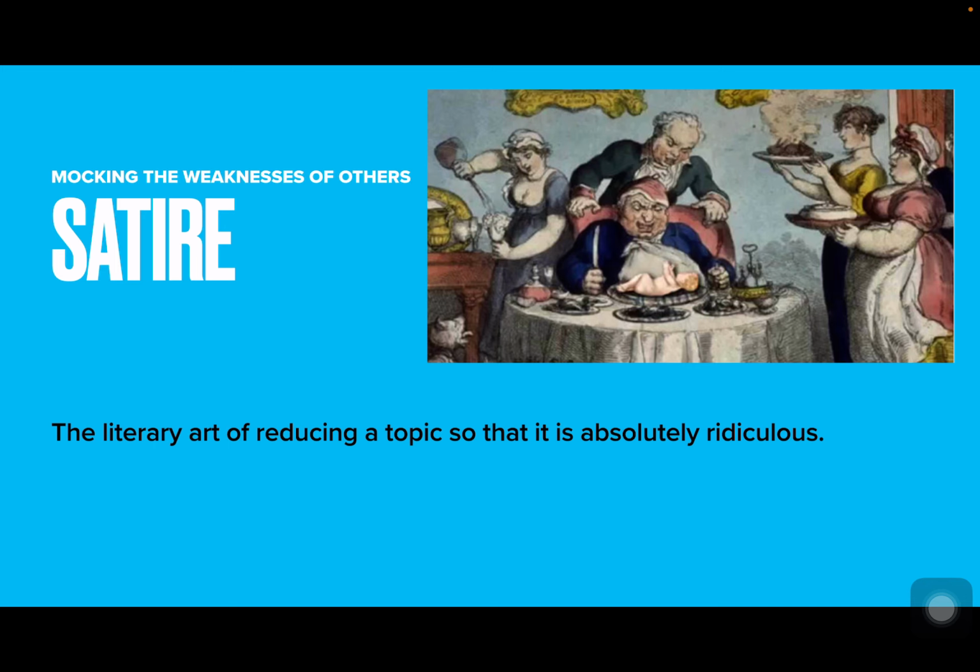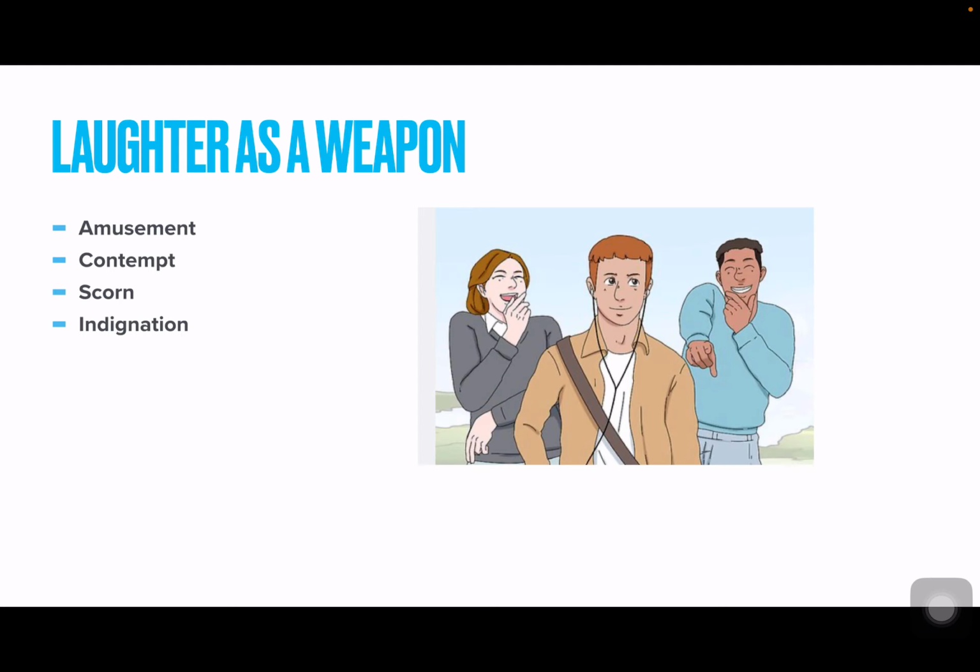So it's mocking the weakness of others. That's what satire is. And if we look at this image, we can see a baby in the center of a table, and people are eating it, and they're decorating the baby and putting condiments on there so they can get ready to devour this child, right? And that's the whole thing with Swift's modest proposal. And this is really a literary art of reducing a topic so that it is absolutely ridiculous.